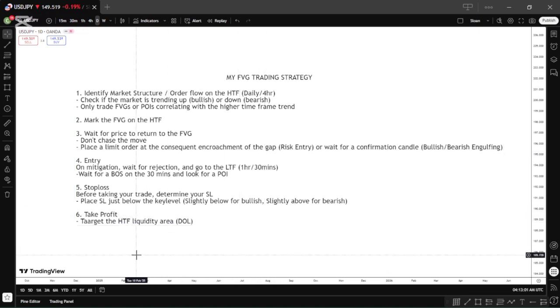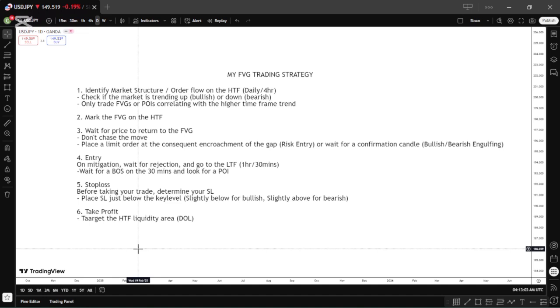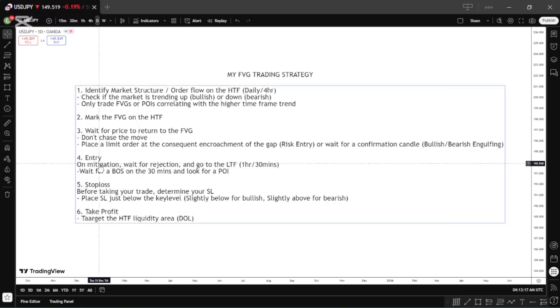And the fourth thing you might take interest in is finding your entry. So on the 4-hour time frame, it's basically to set the entry from the 50%, which is the consequent encroachment. But then when you step down to a lower time frame, on mitigation of your higher time frame fair value gap, wait for rejection and go to the lower time frame, which is the 1 hour or the 30 minutes. Now wait for a break of structure on the 30 minutes and look for a POI, a point of interest.